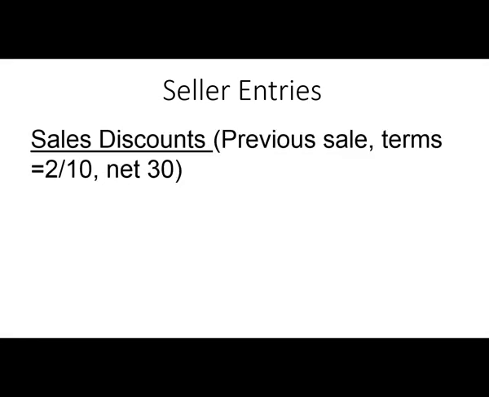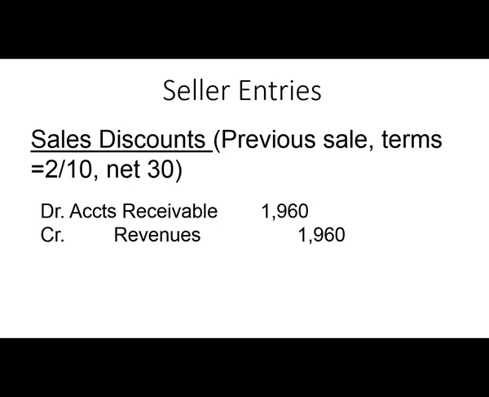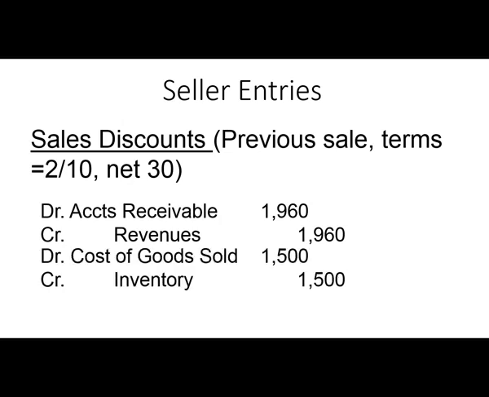Previous sale, again, it was a $2,000 sale with a $1,500 cost of goods sold. And so here is our entry. Note the difference in our entry. Instead of debiting accounts receivable $2,000 and crediting revenues $2,000, we're only going to debit $1,960 and credit $1,960.